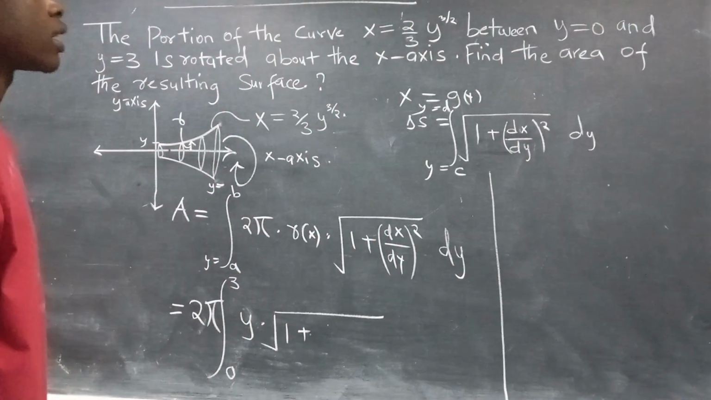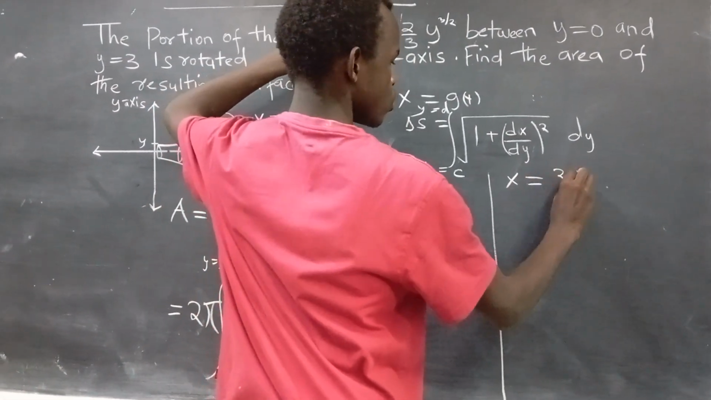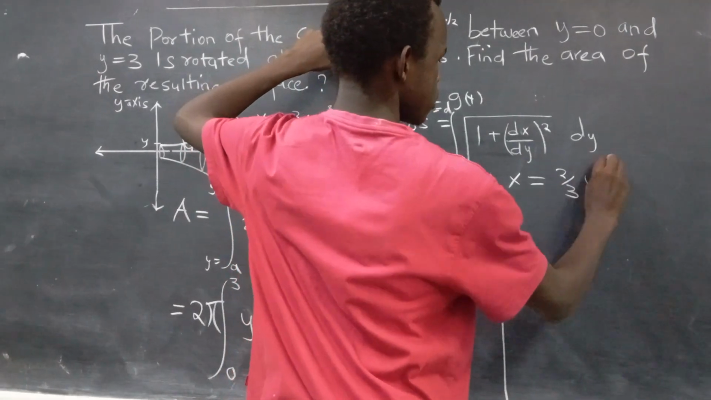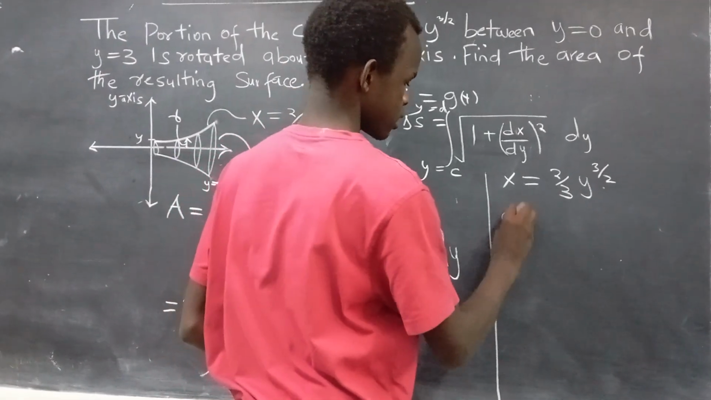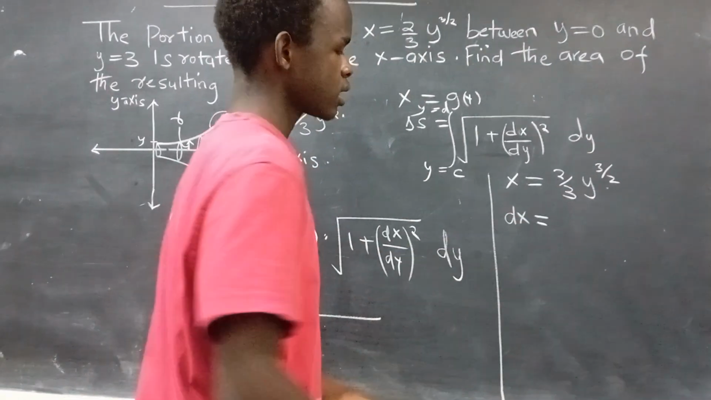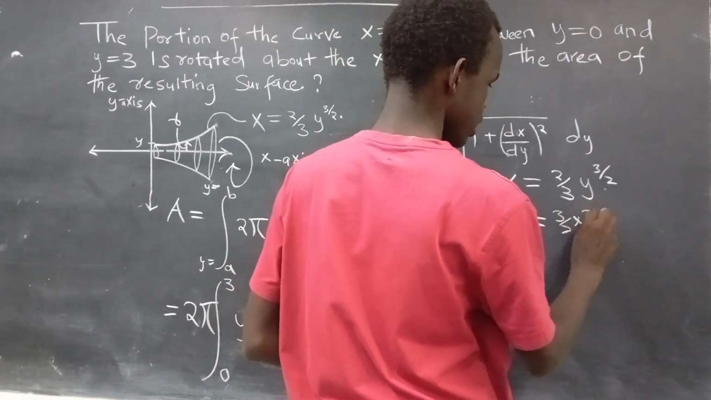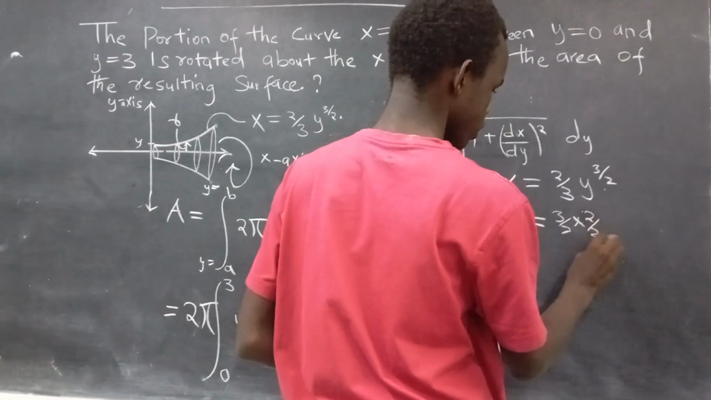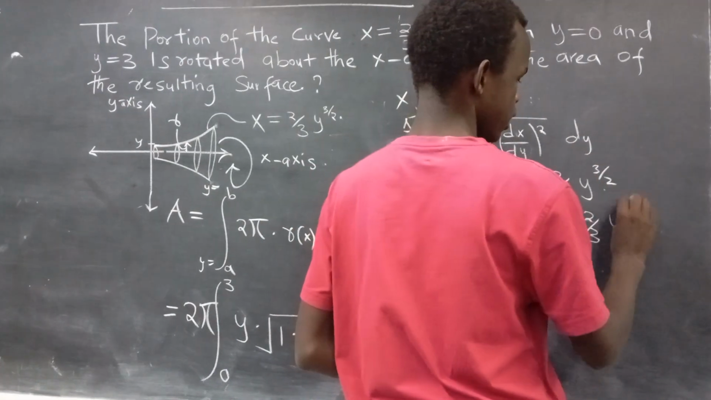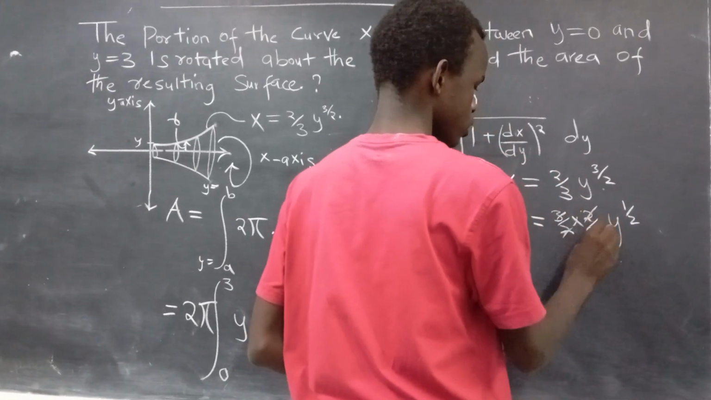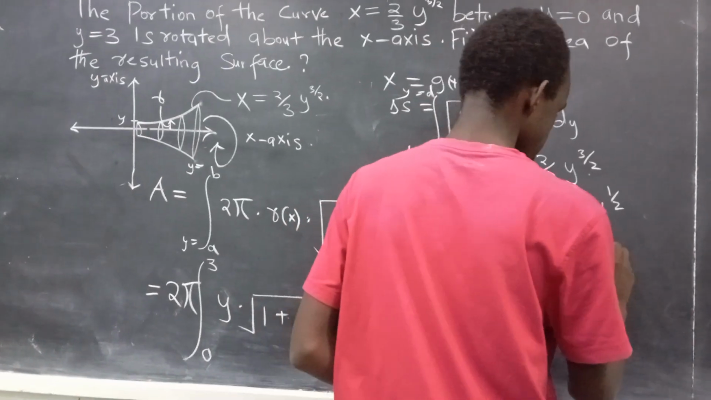What's our dx/dy? From here we said our x is the same as 2/3 y to the 3/2. So differentiating x with respect to y, taking the power in front, it will be 3/2 multiplied by 2/3. Then multiply by y, subtracting 1 from the power, I'll get just a half. So I'll get my dx/dy as y to the half.